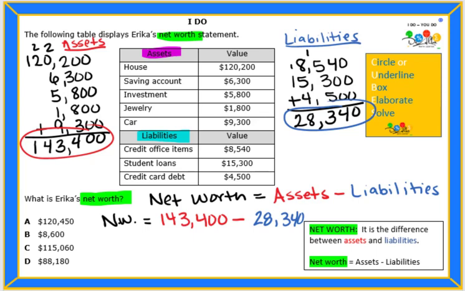Just looking at what we're going to do, since we're subtracting only 28,000 from 143,000, that's going to leave us with a number over 100,000. Does everybody see that? So we know that B is too low, and we can also pretty much tell that D is too low. So let's go ahead and subtract them.